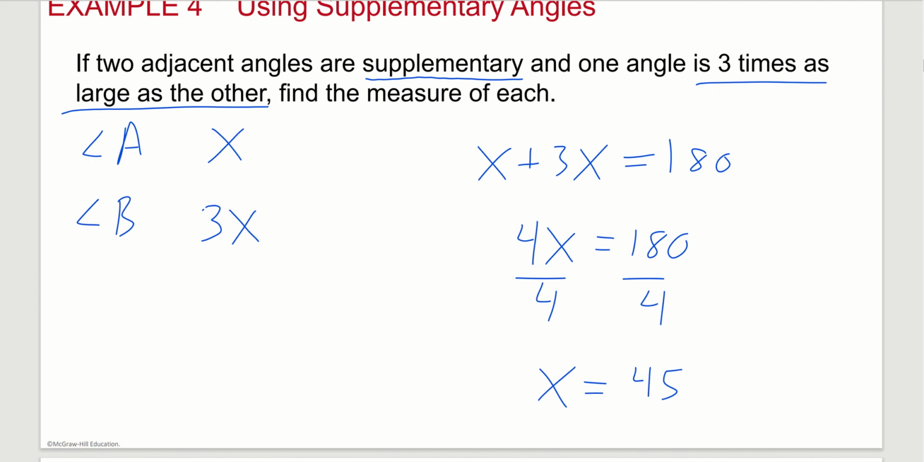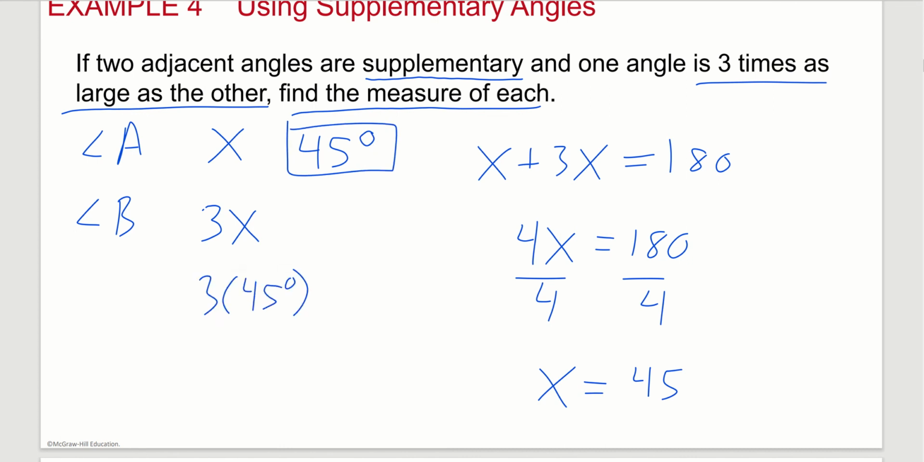As with all of our word problems, let's make sure that we're answering the question. The question said to find the measure of each angle. Well, we now know the measure of angle A. Our first angle is going to be 45 degrees, and the second one is supposed to be 3 times as much. So that one's going to be 135 degrees.